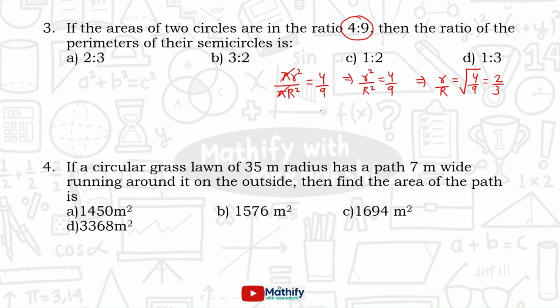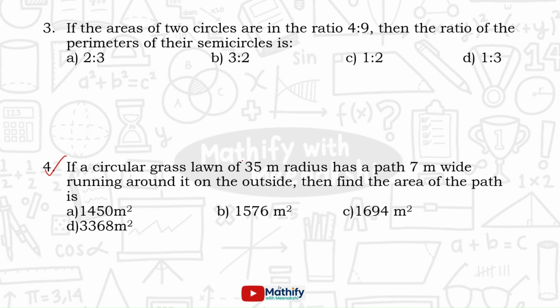We have to find the ratio of perimeter. Now what's the formula of perimeter? That's circumference 2 pi r by 2 pi r. We can cut 2 pi and 2 pi. We are left with r by r. And that is nothing but 2 by 3. A option. So from here you should know this thing. The ratio of radii and the ratio of perimeter is same, and the ratio of area is square of ratio of radii. Now let's move to fourth question.